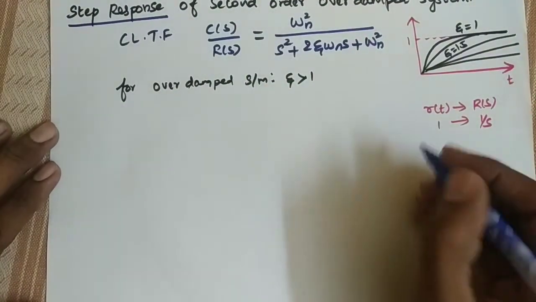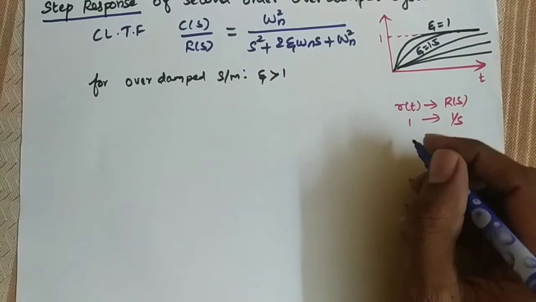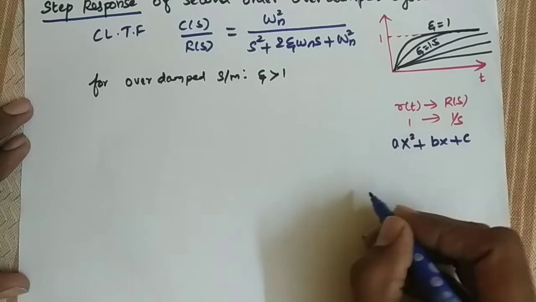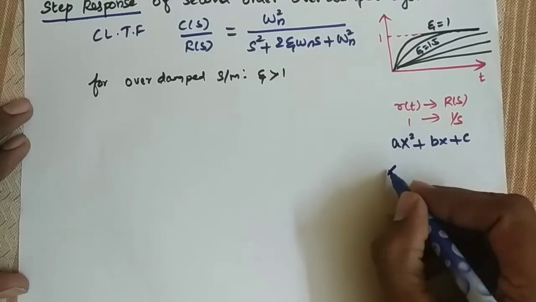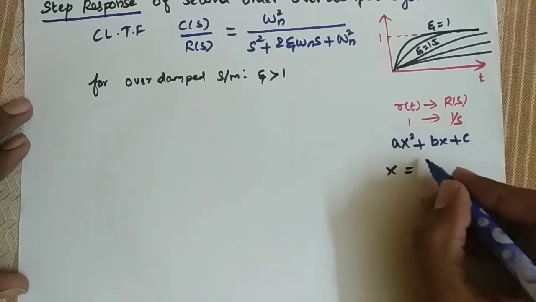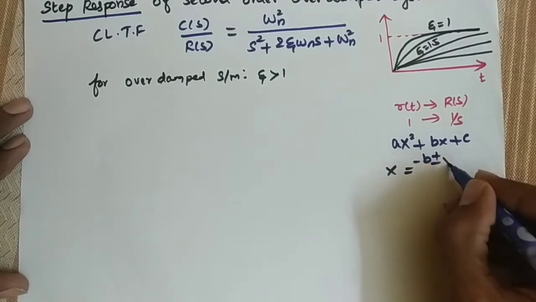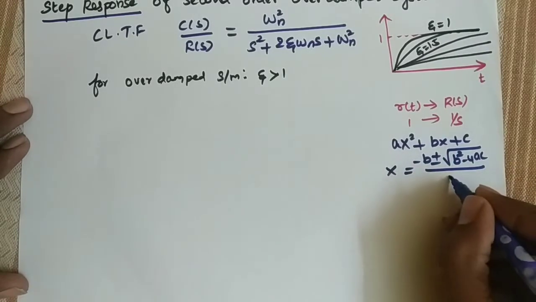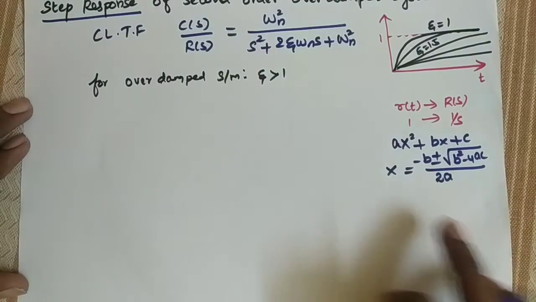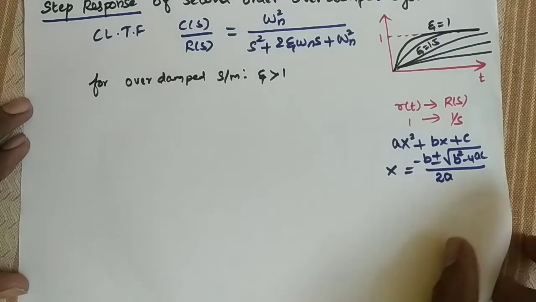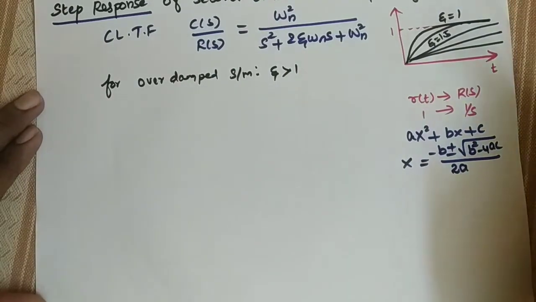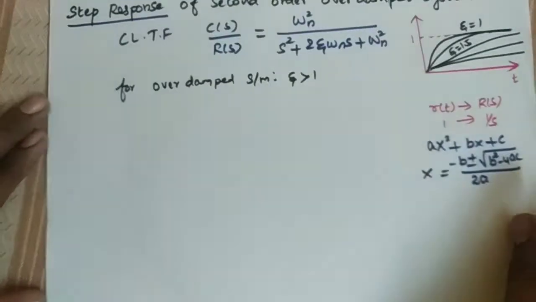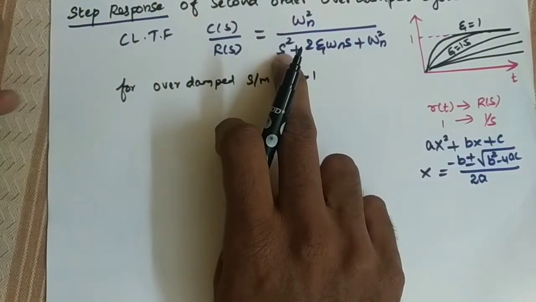We know the formula for any second order equation like a x square plus b x plus c. You can find the roots, the value of x, with the help of this formula: minus b plus or minus the root of b square minus 4ac, divided by 2a. This is the standard formula, very familiar to us. Let me substitute it in the denominator section, so we can find the value of s, the poles.